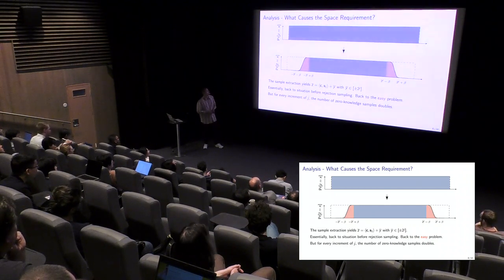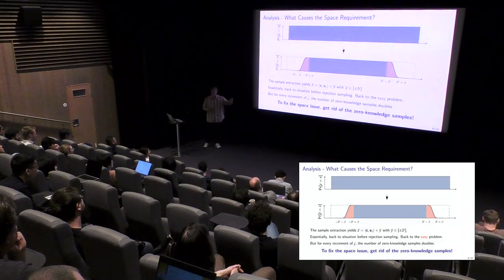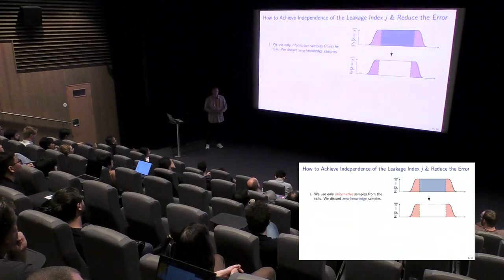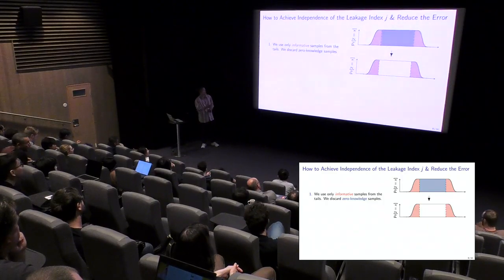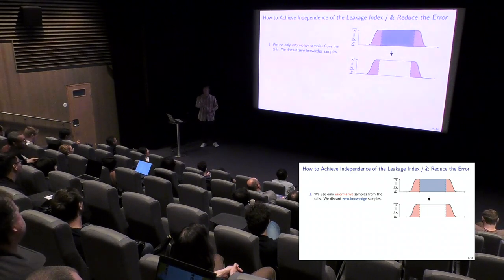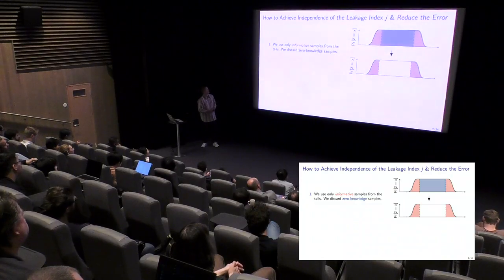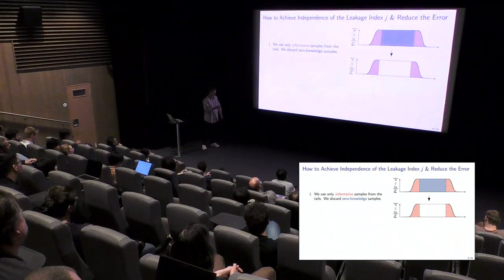But if we want to remove the space requirement to improve the attack, we could simply get rid of the zero knowledge samples, because independent of the leakage index, we had the red informative tails. So this is exactly what we did. We achieve independence of the leakage index by two steps. First, we use only informative samples from the tails. That is, we apply a threshold and cut off all the zero knowledge samples, which is the opposite of what was done in MLDSA, because we are now in the attacking perspective. We drop all the zero knowledge samples and keep the informative ones.